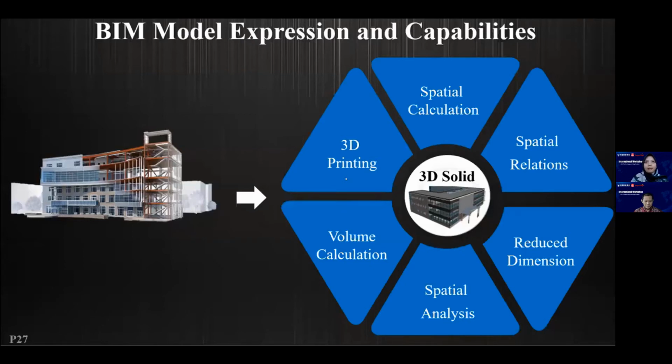And here we have the BIM model expressions and capabilities. BIM models, as expressions of 3D solids, have some capabilities. For example, the first one is 3D spatial relationship. The judgment of 3D spatial relationship refers to judging the relationship between 3D models, including intersects, contains, and so on, to realize the query and retrieval of 3D models. Next, we have the 3D spatial operations. They include intersection, union, difference, and so on.